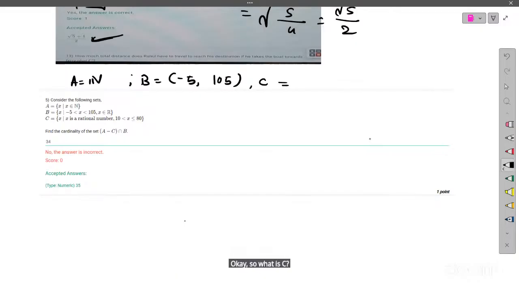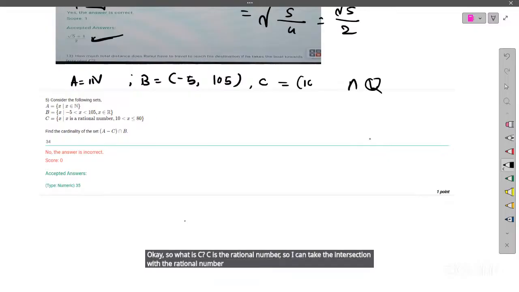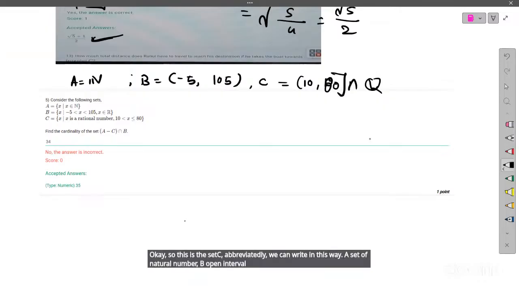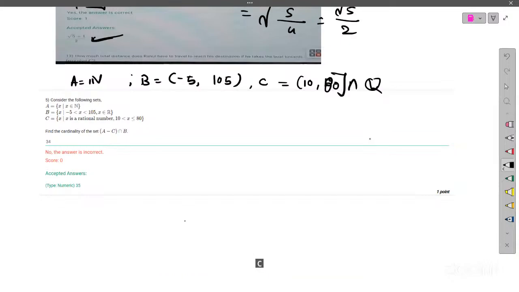So C is the rational numbers, so I can take the intersection with the rational numbers of the interval open 10 to close 80. So this is the set C. Abbreviated, we can write it this way: A is the set of natural numbers, B is the open interval (-5, 105), C is the open interval 10 to 80 intersection with Q, that is, rational numbers. Now find the cardinality of the set (A minus C) intersection B.